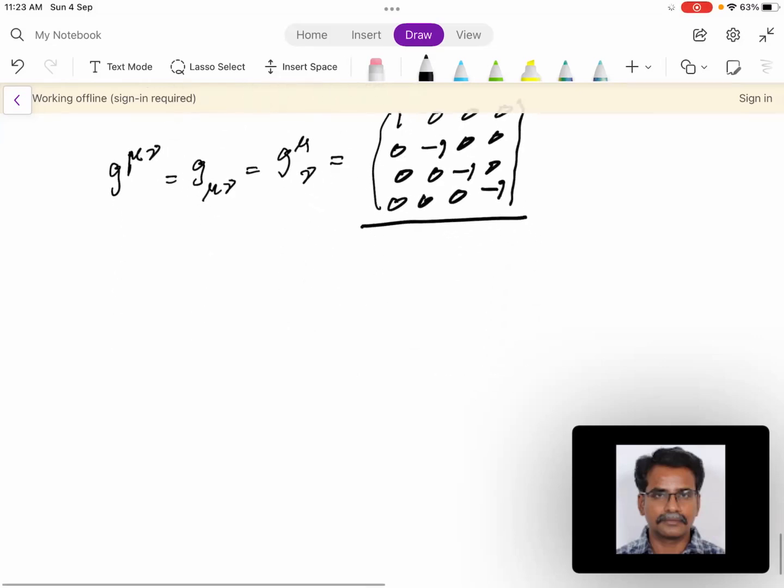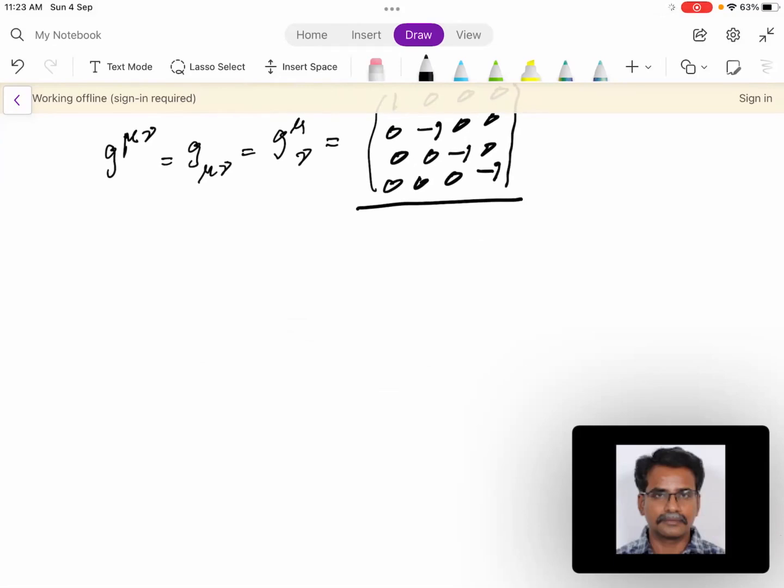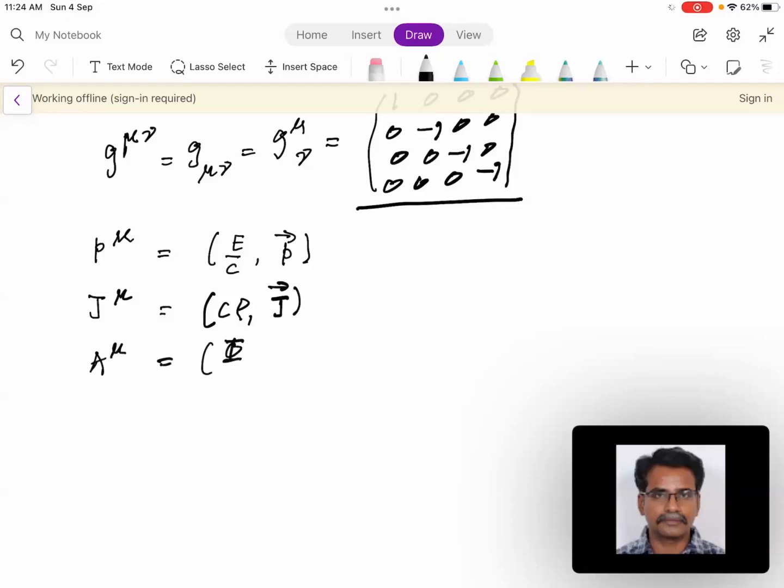And some familiar four vectors I can write down. For example, the momentum four vector P mu, whose first component is energy by C, and then you have the momentum vector Px, Py, Pz. If you take the current density four vector, you have charge density C times rho, and then the current density vector. If you have the four potential, you have the scalar potential divided by C, and then the vector potential.